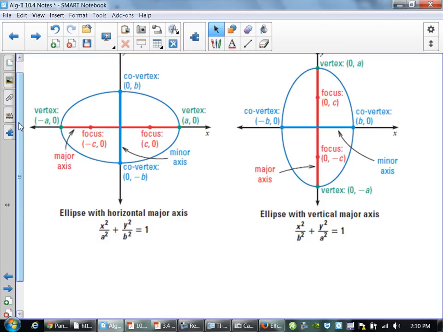So when we're dealing with an ellipse, if the larger A squared is underneath the x squared term, it's stretched left and right. If the A squared is underneath the y squared, it's stretched up and down. And with the ellipse, and eventually when we talk about hyperbolas, they're always going to equal 1. So we're going to have to set the sides equal to 1.